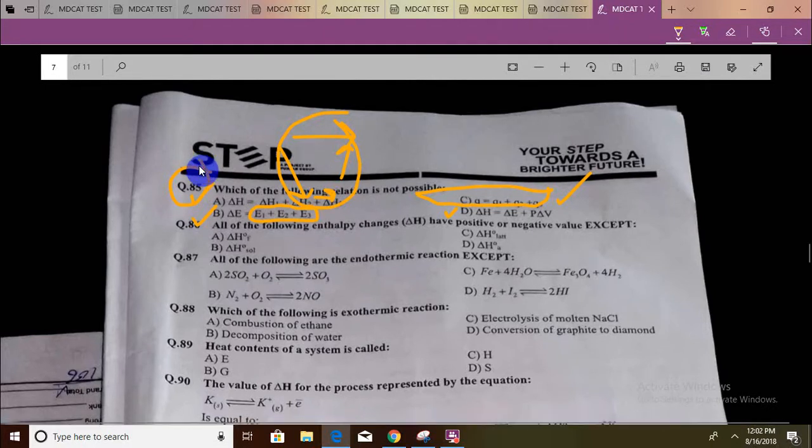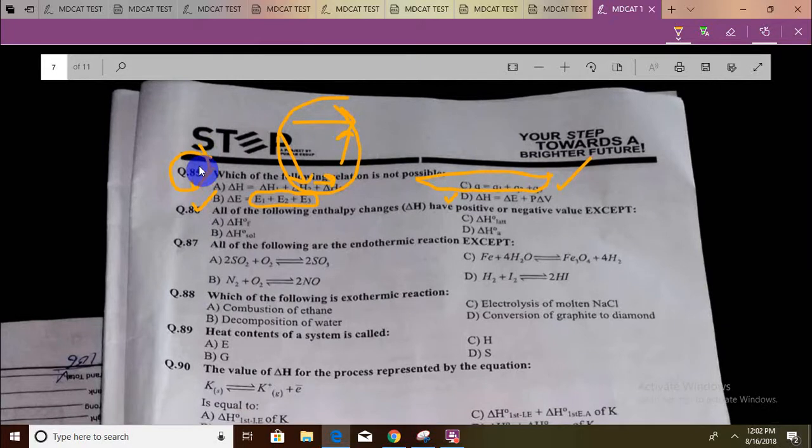All of the following enthalpy changes have positive or negative values, except lattice enthalpy always has a negative value, and A might be for atomization, but I'm not 100% sure. This always has a negative value, this can have positive or negative.